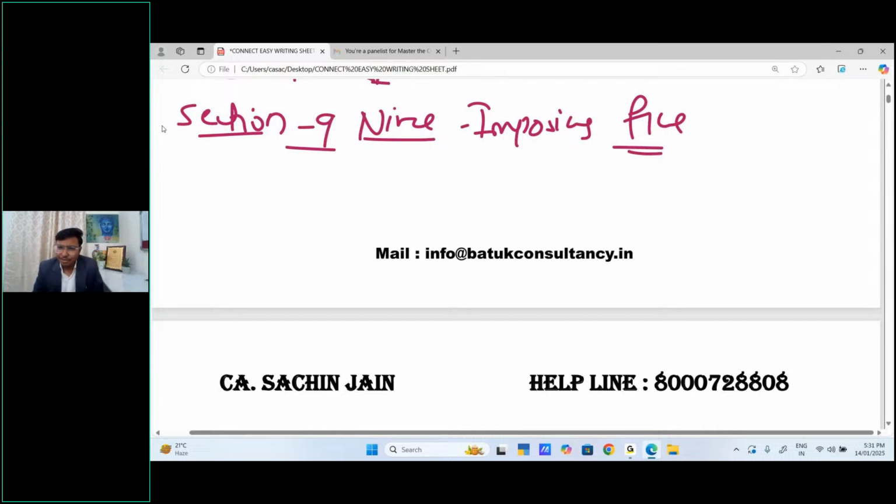So this section is related to fine? No, not at all. As we all know, since GST became applicable, there are multiple changes, multiple amendments, multiple notifications, multiple circulars, and multiple sections. This is not less than fine. So this section is saying, section number 9, imposing fine.